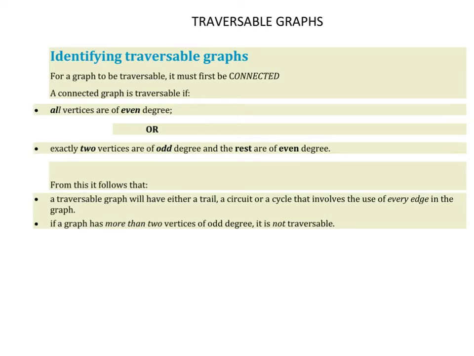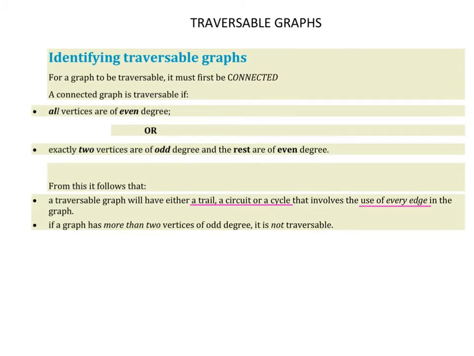So now another definition. We're going to be looking at traversable graphs. So what does traversing a graph mean? Well, it means finding a trail, a circuit or a cycle through the graph, and it goes along all the edges but only once. When talking about traversable graphs, we must make sure first of all that our graph is a connected graph. If it is not connected, then it is not traversable.